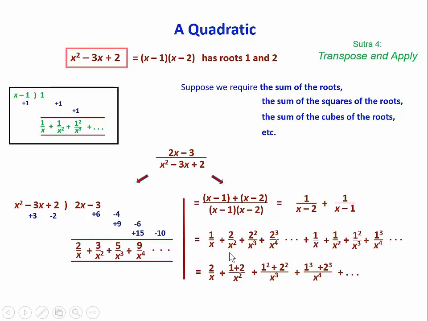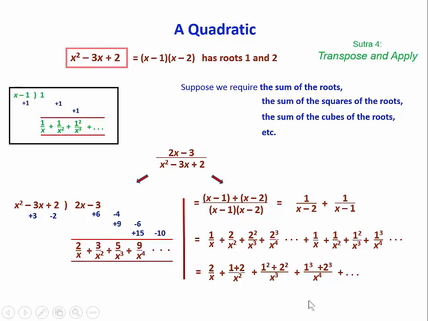Now the result that we've obtained here is the same as the result we've obtained here. Obviously it started off with the same fraction, the results must be the same. And this actually shows what we can see quite plainly, that the 2 is just the number of roots, the 3 is the sum of the roots, there they are, 1 plus 2, and the 5 is the sum of the squares of the roots, 1 squared plus 2 squared, and the 9 is the sum of the cubes, and so on.